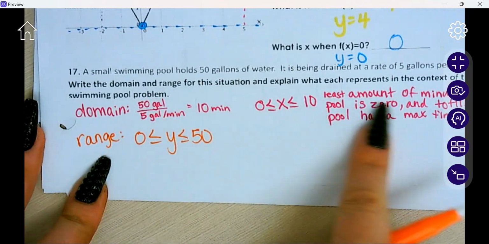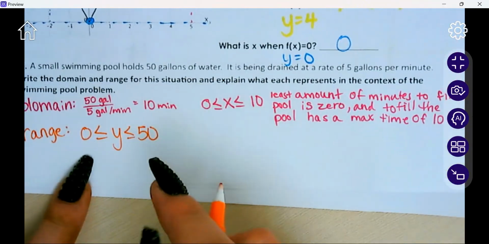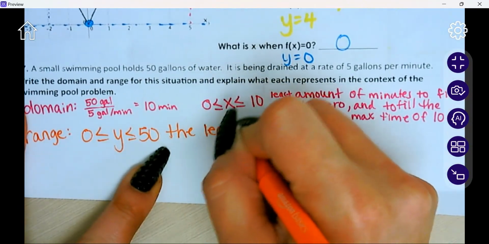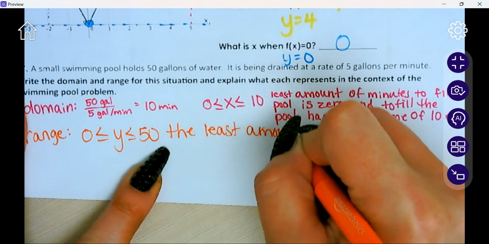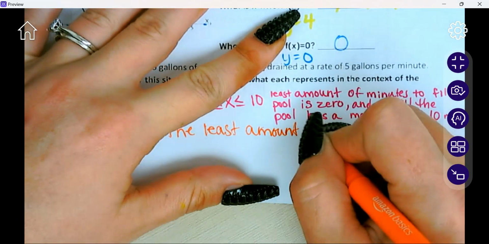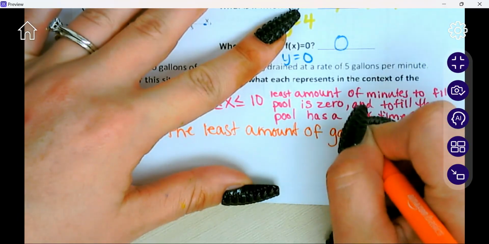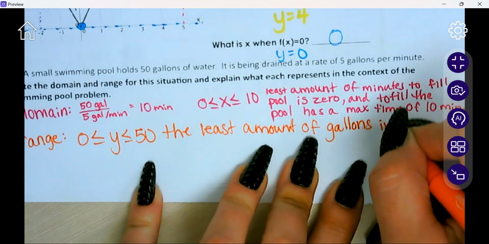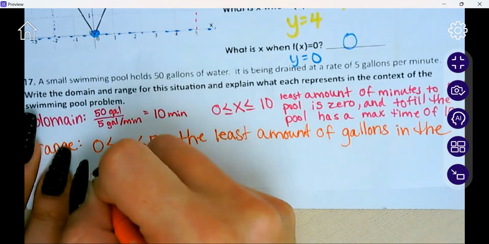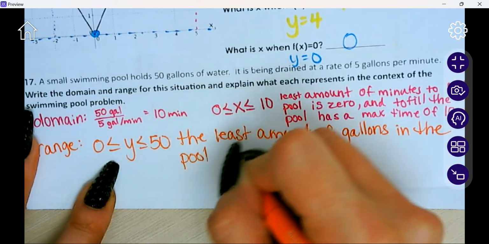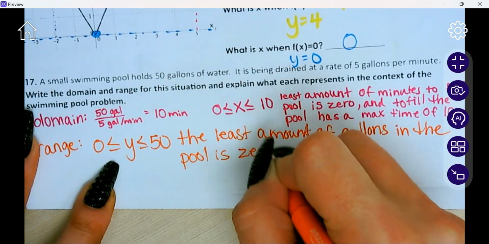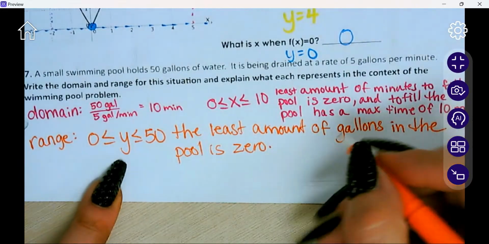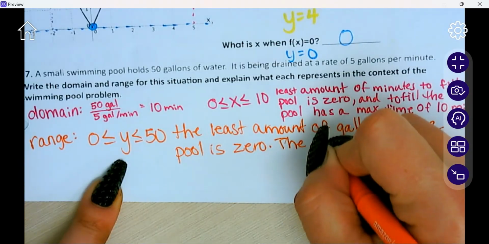Okay, so in the context of the swimming pool problem, the least amount of gallons in the pool, it's harder to write when I folded it. Sorry, guys. So least amount is 0. The most amount of gallons in the pool is 50.